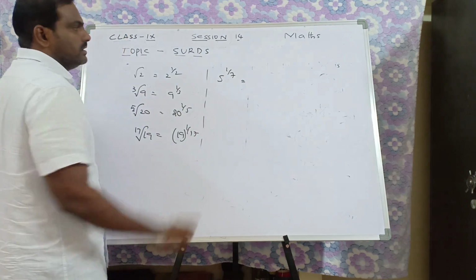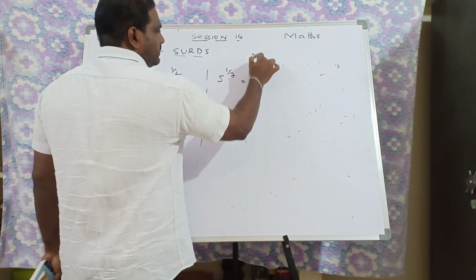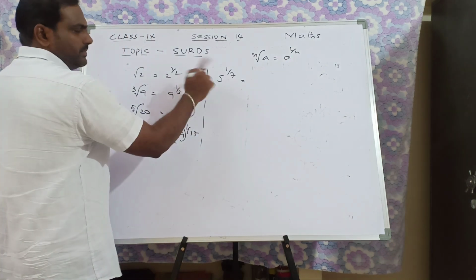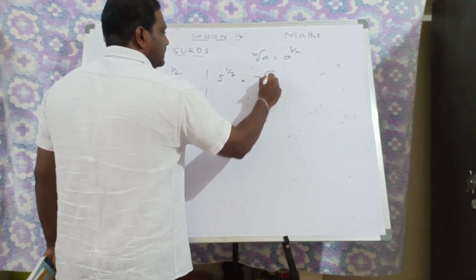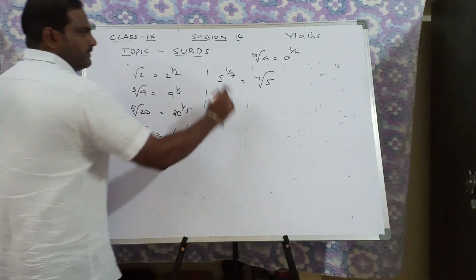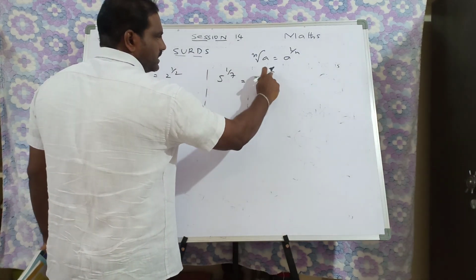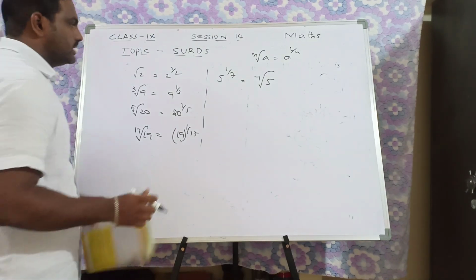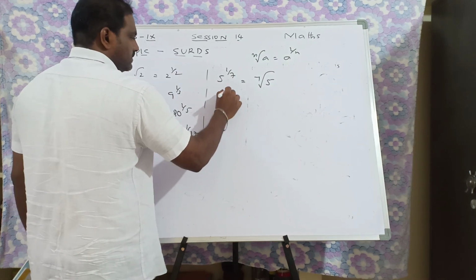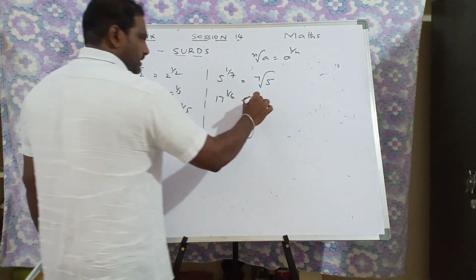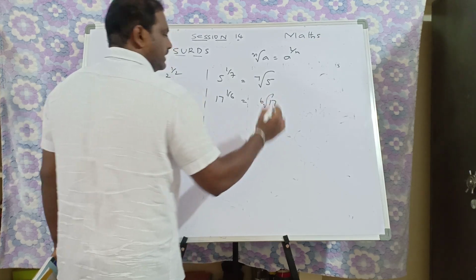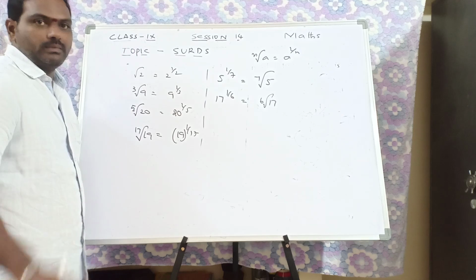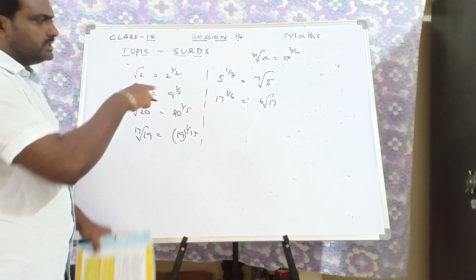How to write it? What is the formula we have written? nth root of a is equal to a power 1 by n. So here it is nothing but the 7th root of 5. If it is 1 by 7, we can write it directly. Let's look at this: 17 power 1 by 6. What is the answer? Yes, the 6th root of 17.